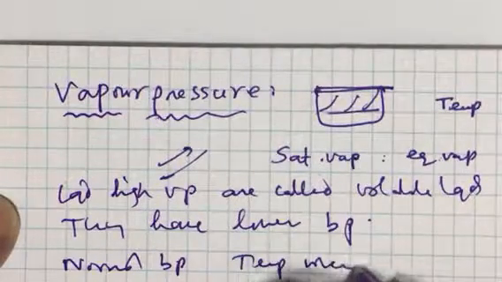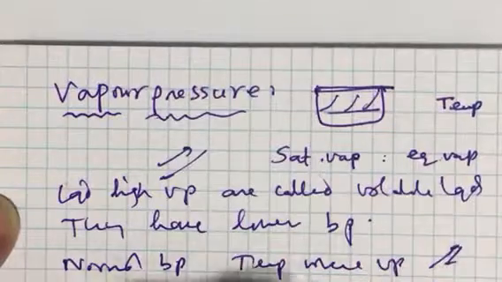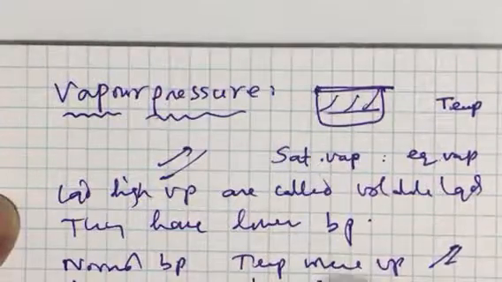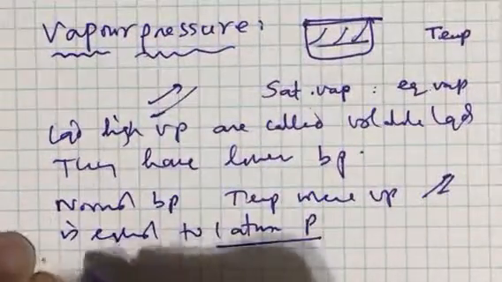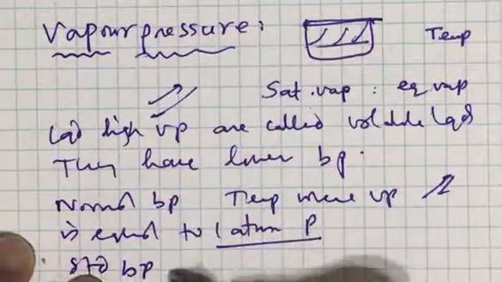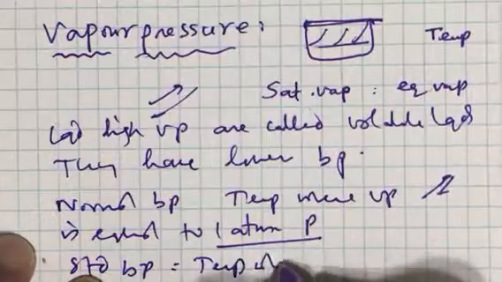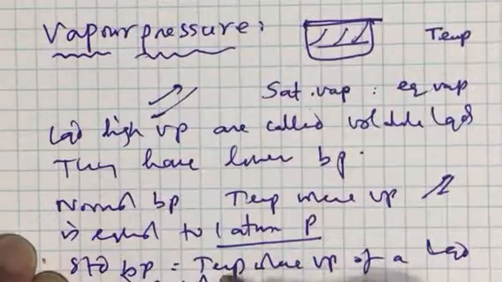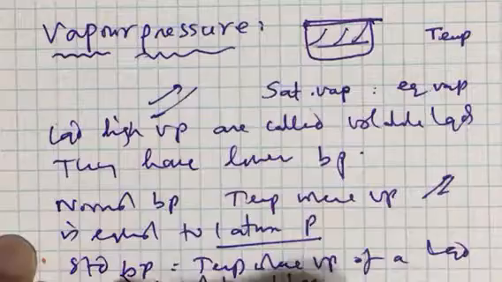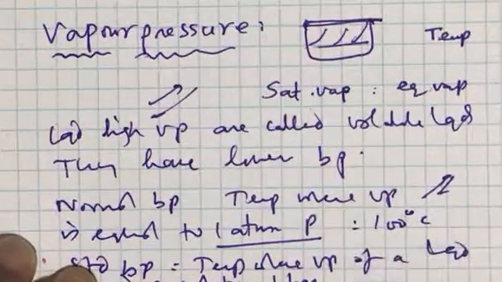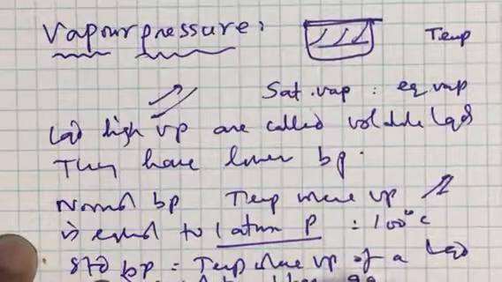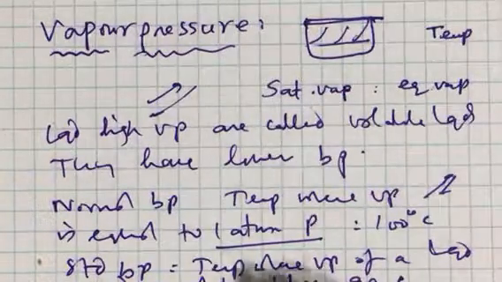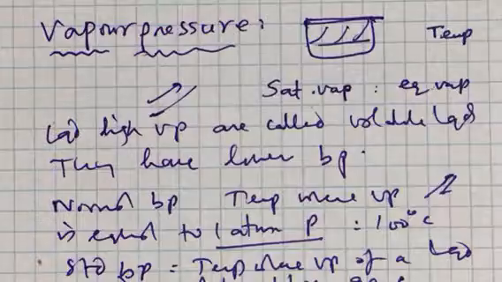It is the temperature where the vapor pressure of a liquid is equal to one atmosphere pressure, that is, external pressure. But standard boiling point is a temperature where the vapor pressure of a liquid is equal to 1 bar. The normal boiling point of water, as you know, is 100 degrees centigrade, whereas the standard boiling point is 99.6, let us suppose. So the standard boiling point and the normal boiling point are different.